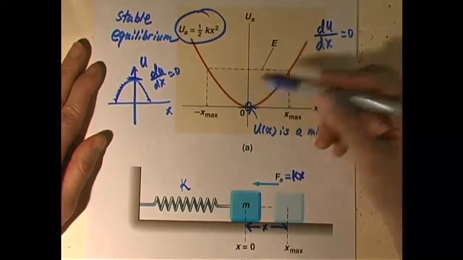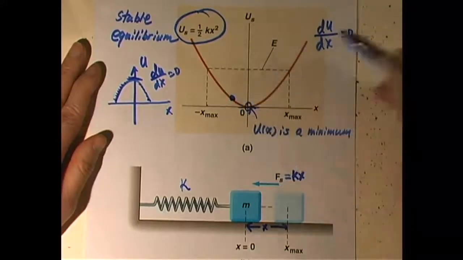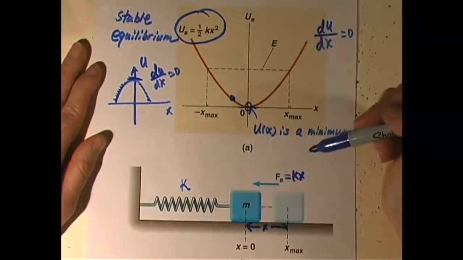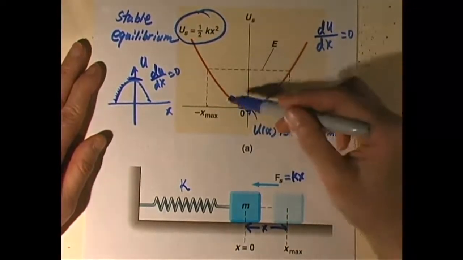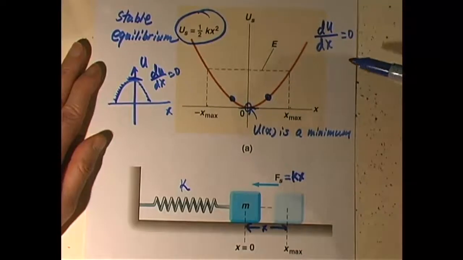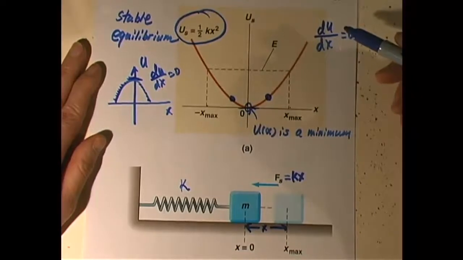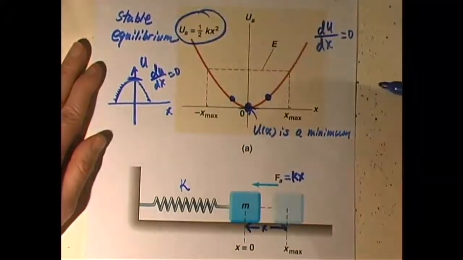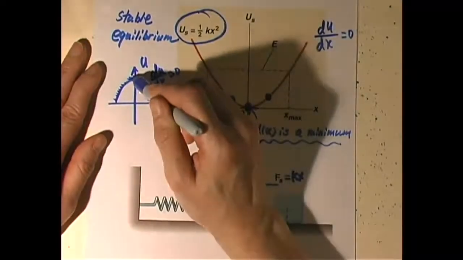But what about this one? If we push to the left, the block goes to the left. But once the spring gets compressed, the force will be in the opposite direction, so it will try to push it back. Same thing if you push the object to the right: the force will try to pull it back. This is called the elastic restoring force. It always tries to bring the object back to this position. So a stable equilibrium has the character that U(x) is a minimum, unlike this point, which is a maximum.